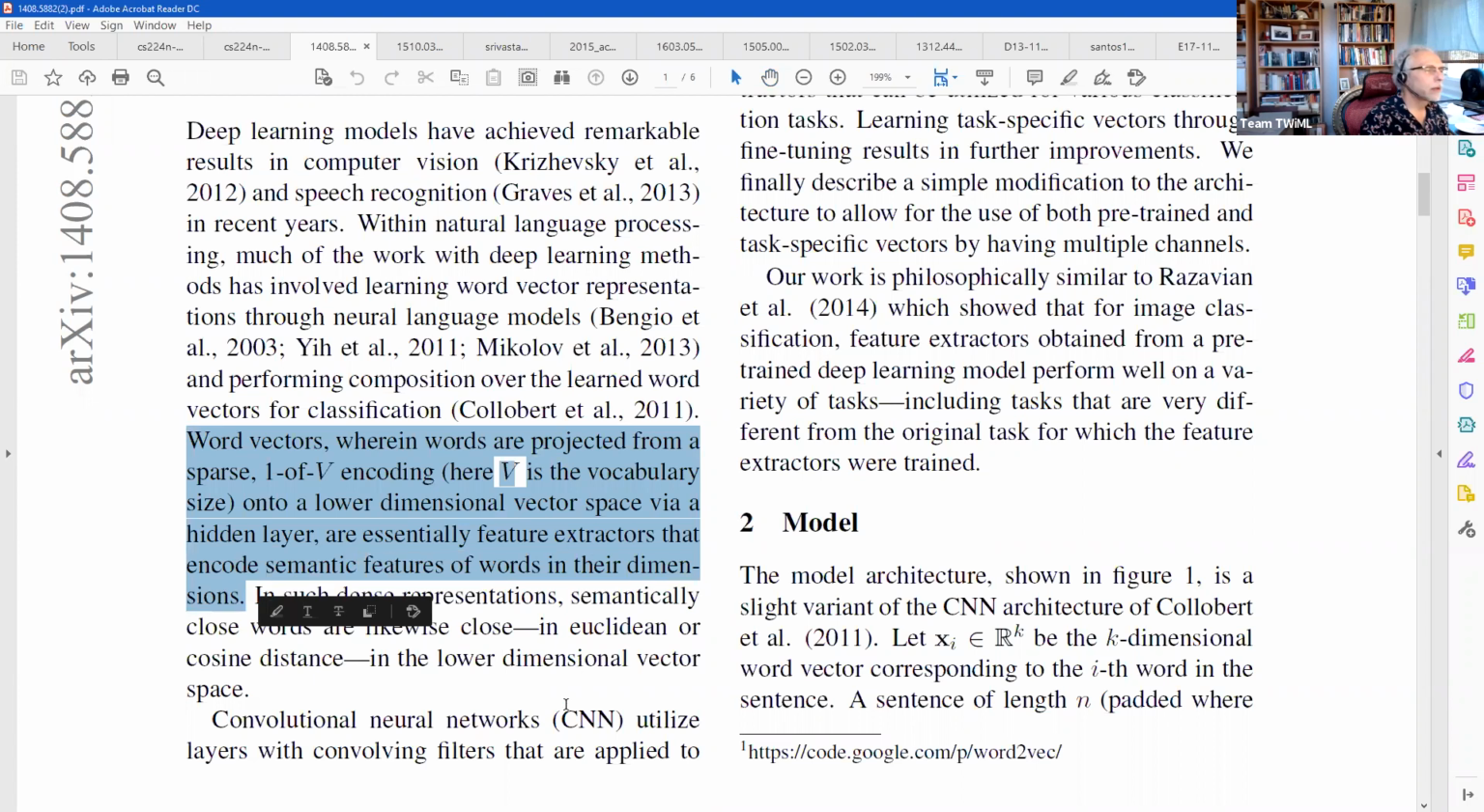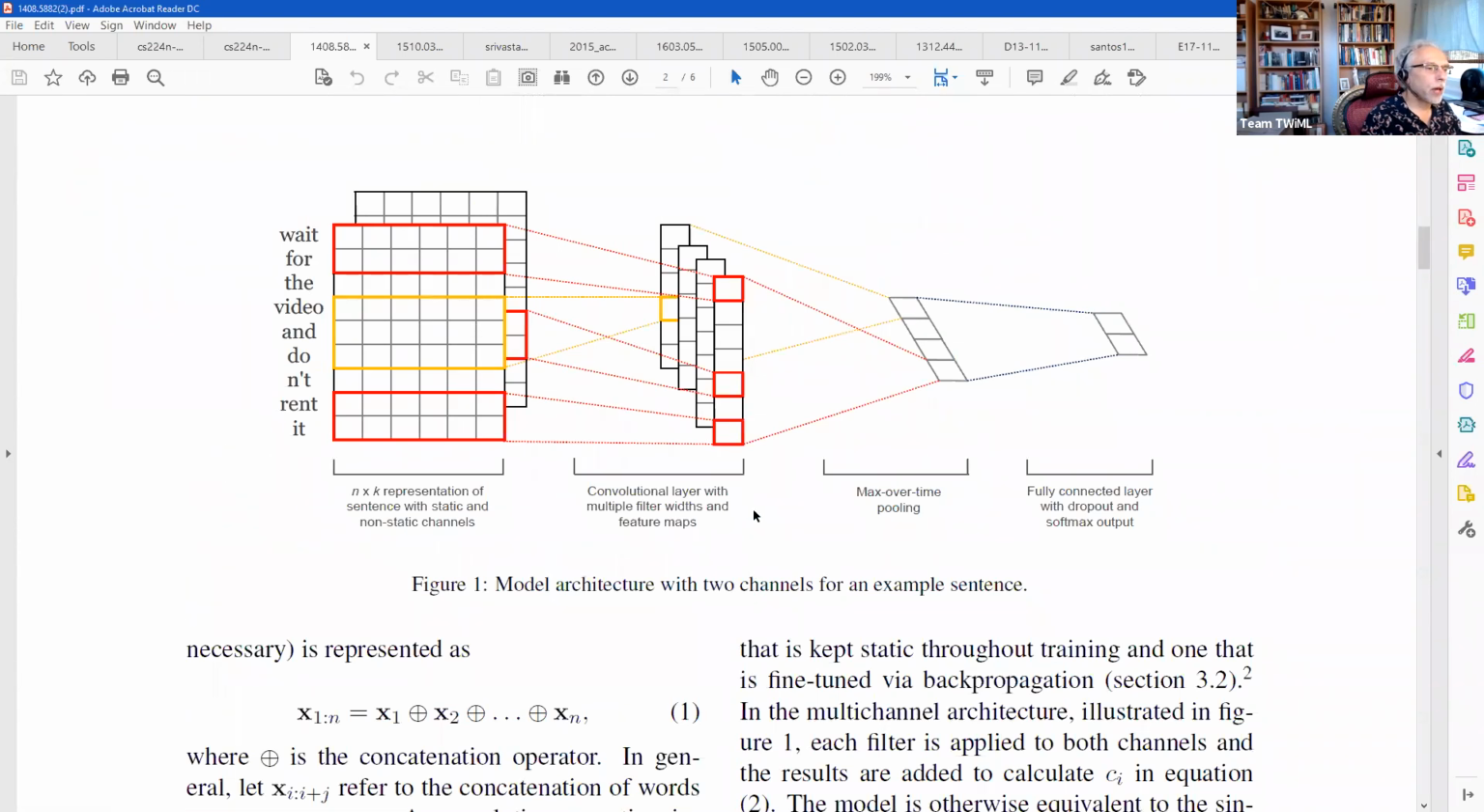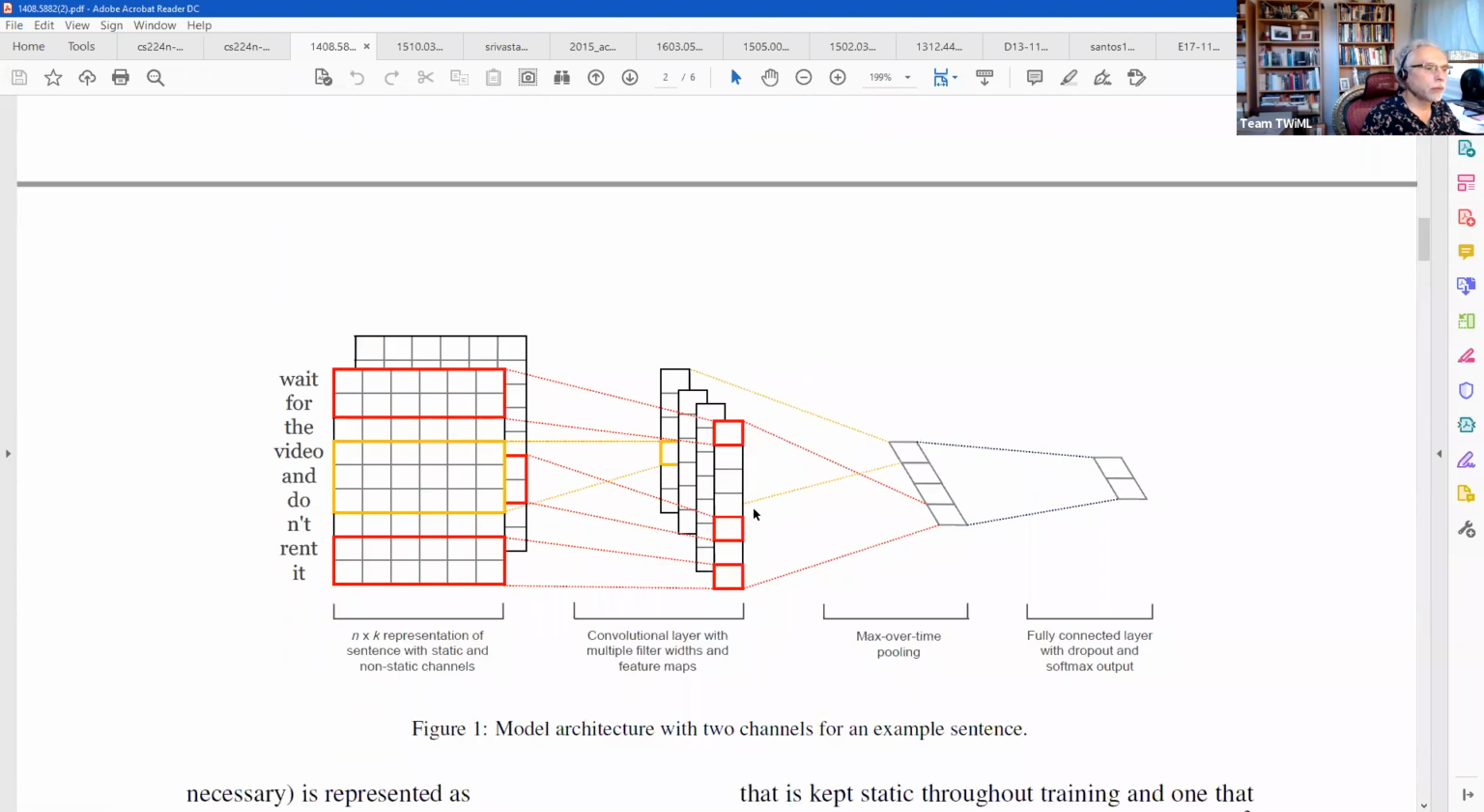Yeah, that's the sentence that I was just pointing to. In these dense representations, semantically close words, that means words that are close to each other in meaning, are likewise close in Euclidean or cosine distance in the lower dimensional vector space. And remember, what he means by this lower dimensional vector space is the 300 dimensional word embeddings. So anyway, let's look at the architecture. And somehow, well, I'll get to that later.